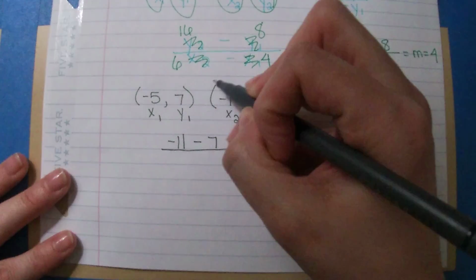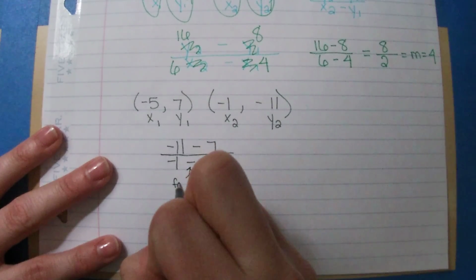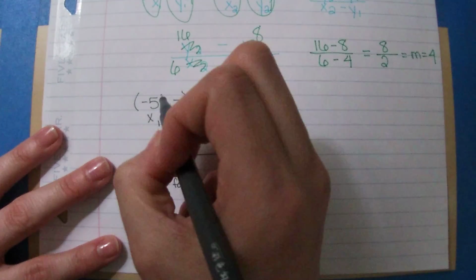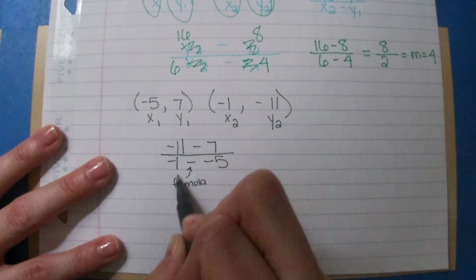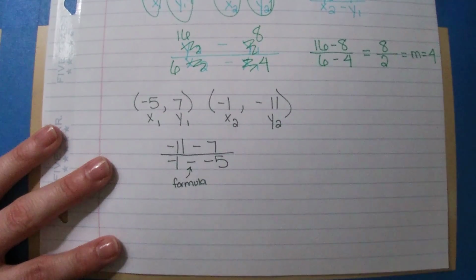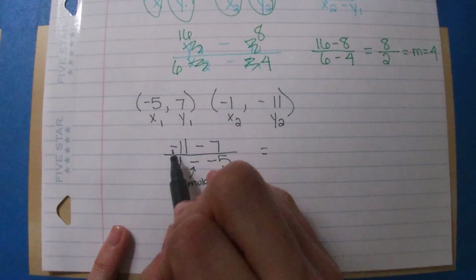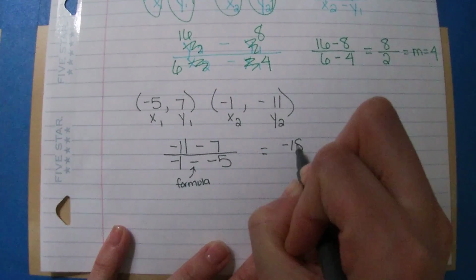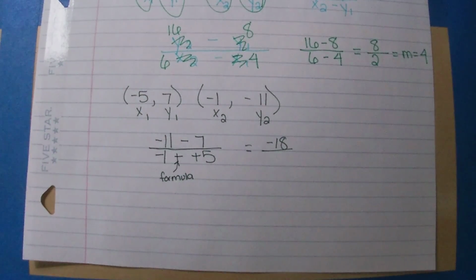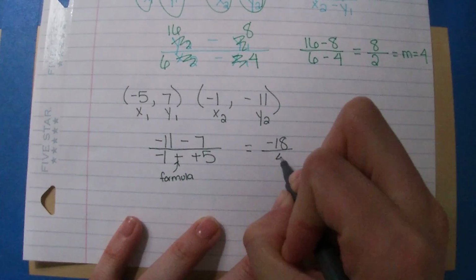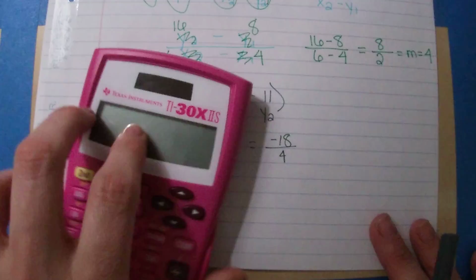over X2, which is negative 1, minus, because again, that's part of the formula, and then my X1 is negative 5. So I get the negative that was part of the formula, the subtraction, and the negative that was part of the number. So again, if you don't feel super confident with your negatives, use your calculator to check yourself. So negative 11 minus 7 will give us a negative 18. A negative 1 minus a negative 5, again, you could just type that in your calculator, will give us a 4.